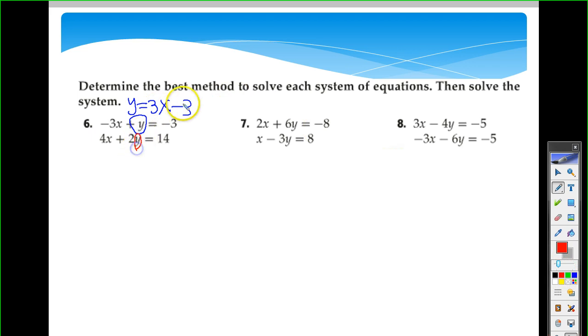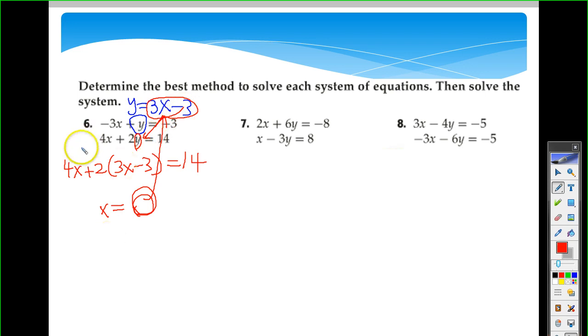Instead of this y here, I would substitute all of 3x minus 3, so it would be 4x plus 2 times 3x minus 3 equals 14. I will use the distributive property here to find out what x equals. Once you have a number, I will put this number back into here to find out what y equals. So once you find your answer for x, you would do 3 times that number minus 3, which will tell you what y is, and you would have your ordered pair x and y.